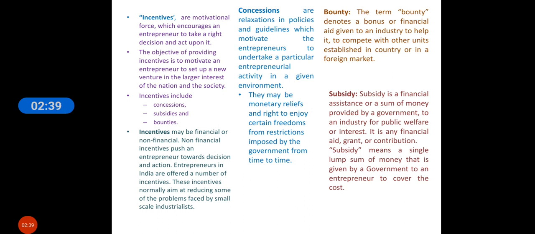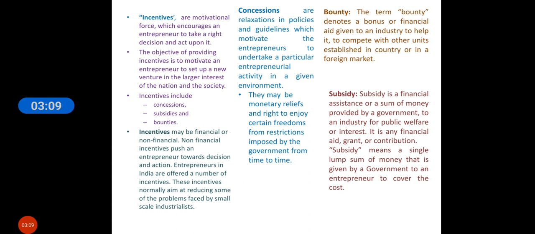Incentives include three types: concessions, subsidies and bounties. Incentives may be financial or non-financial. Non-financial incentives push an entrepreneur toward decision and action. Entrepreneurs in India are offered a number of incentives. These incentives normally aim at reducing some of the problems faced by small scale industries.